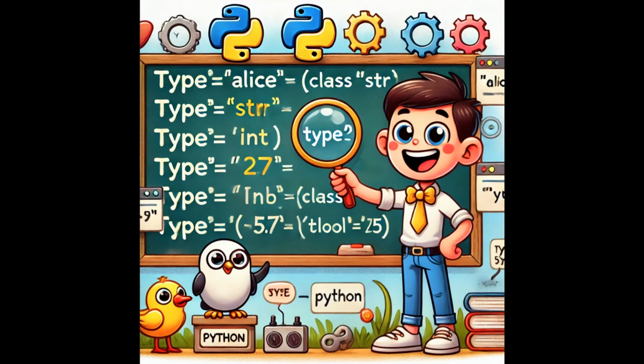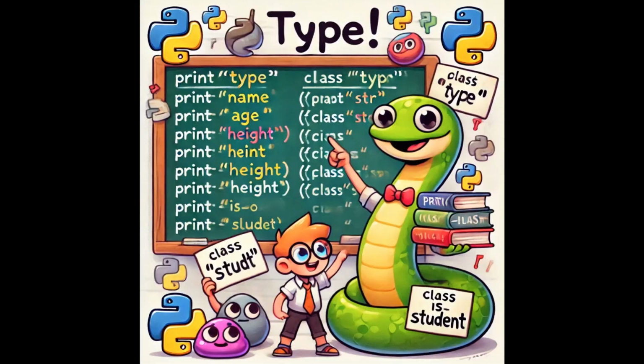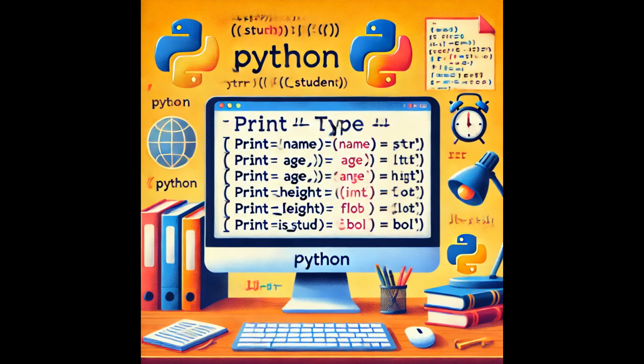Type function. Sometimes it is useful to find out what type the variable belongs to. To do this, there is a type function in Python that returns the type of variable data. Let's see how it works. print(type(name)) outputs the str class. print(type(age)) outputs the int class.